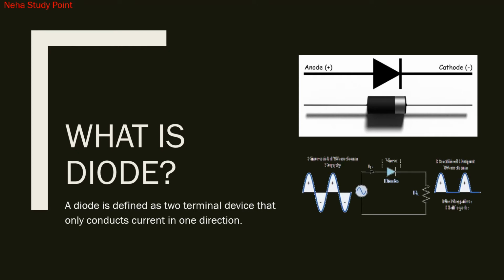This is the basic diagram of a diode, and this is the waveform of a diode. You can see this and this. This is the half cycle and this is the sinusoidal full cycle. Basically a diode has two points. The first one is positive, known as the anode, and the second one is the cathode, which is negative.